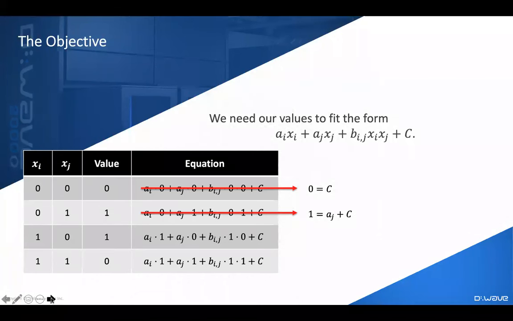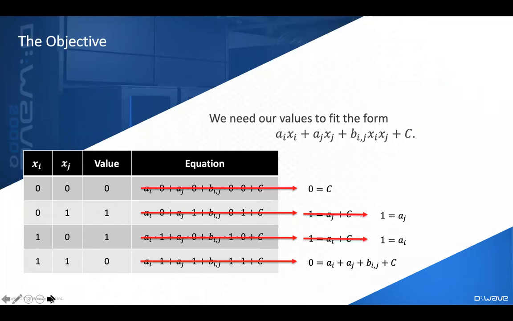And if I continue, then I get the next one. It says 1 has to be a sub j plus c, but c is 0, so a sub j is 1. I do the next one, there it is. And I do the one after that. That's going to lead to 1 equals a sub i. And finally, we do this last one. Little more algebra. ai plus aj plus bij plus c has to be equal to 0. And when we do that, b sub ij is minus 2.